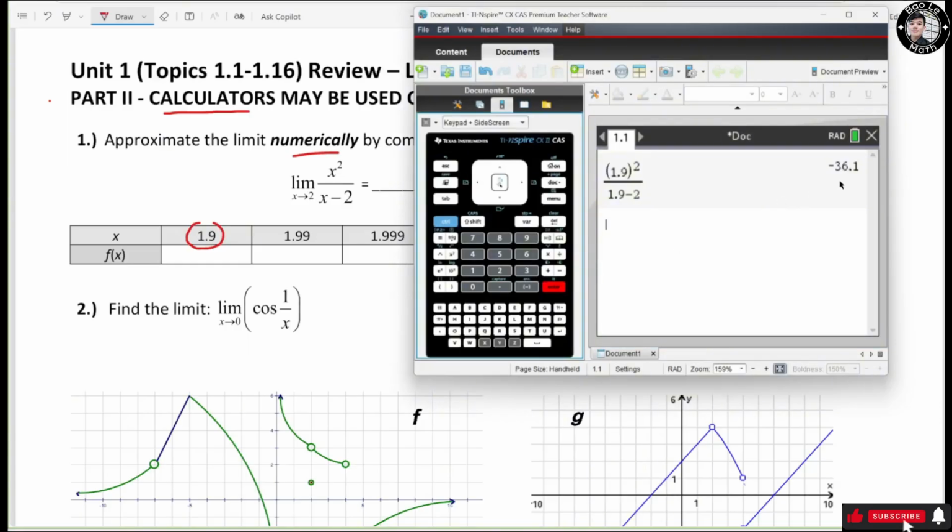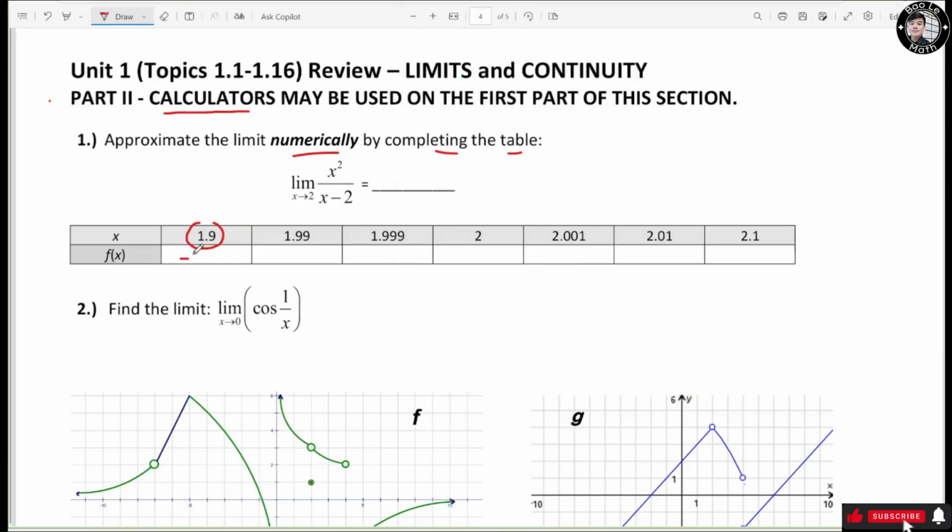So it could be -36.1. We put -36.1. So we keep doing the same thing for the rest. So we see that the limit of this function when s approaches 2 equals plus and minus infinity, which means it does not exist. Because you see that the limit of the function f when s approaches 2 minus could be somewhere right here, it goes to negative infinity, and this one somewhere right here goes to positive infinity.